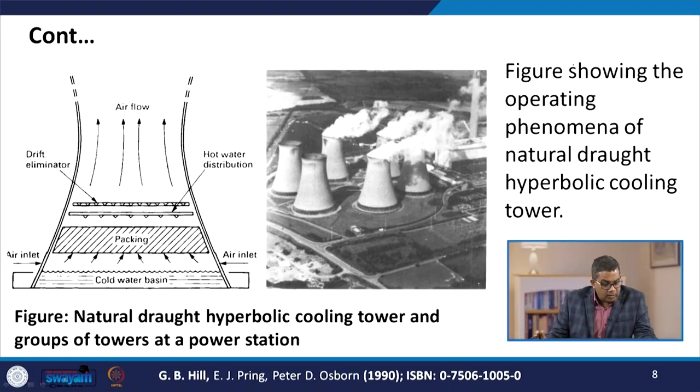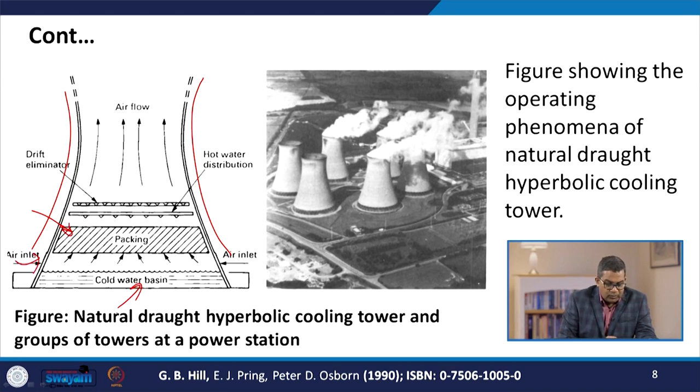Here you see the basic anatomy of the natural draught hyperbolic cooling tower. Here we are talking about this hyperbolic structure. This is the packing, and we have the air inlet, and this is the cold water basin, and this is the air flow. And this is the drift eliminator, and these are the hot water distribution.